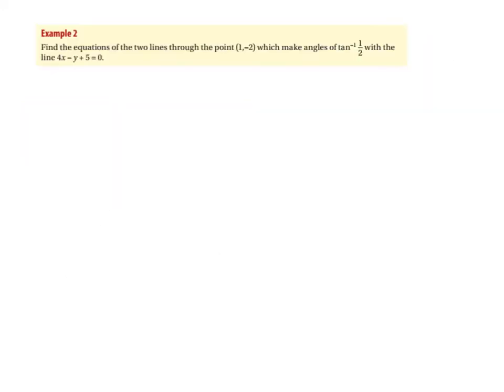Let's have a look at another example. It says find the equations of the two lines through the point 1, minus 2, which make an angle of tan to the minus 1 of a half with the line 4x minus y plus 5 is equal to 0.